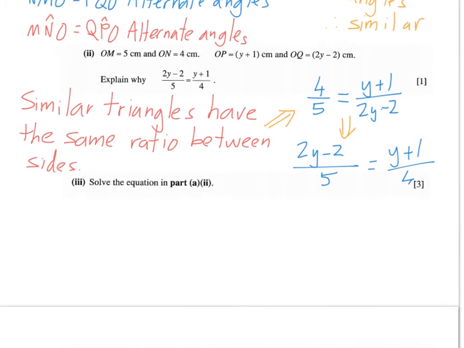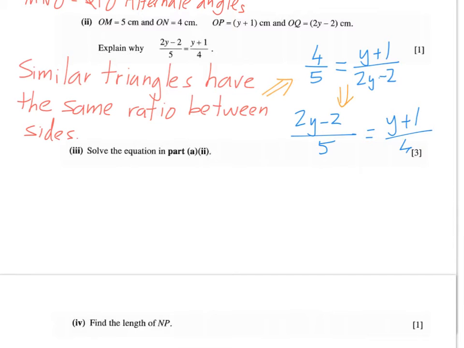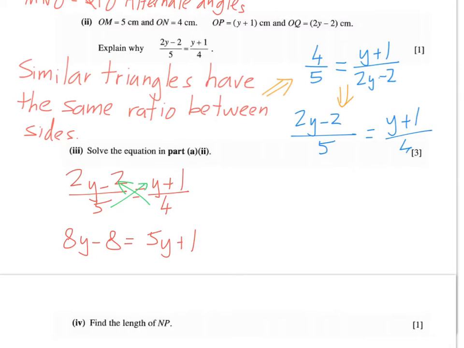Right, now we're asked to solve this equation, which we were just messing about with. So I'm going to write it again to start us off. 2y subtract 2 over 5 is y plus 1 over 4. So I'm going to do some cross multiplication. I'm going to multiply by 4 and by 5, essentially multiplying by 20. That gives me 8y subtract 8 is 5y plus 1. Oops, classic mistake there. That should be 5 multiplied by y plus 1, so 5y plus 5.